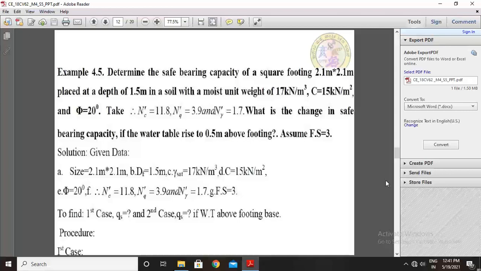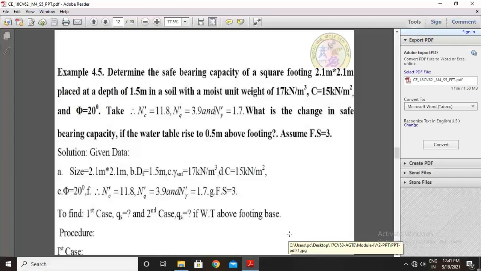And bearing capacity factor values are given. NC dash is 11.8, NQ dash is 3.9 and N gamma dash is 1.7. Then factor of safety is given 3. To find, in the first case, safe bearing capacity equal to how much, and in the second case, safe bearing capacity is how much if water table is above footing base. Okay, follow the same steps of the above problem solved.